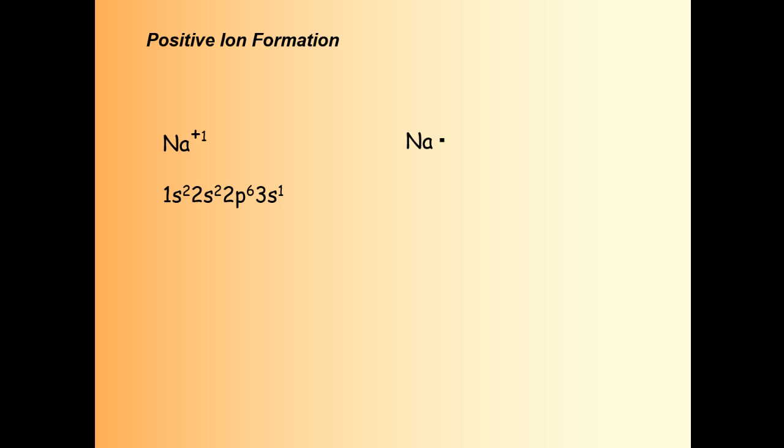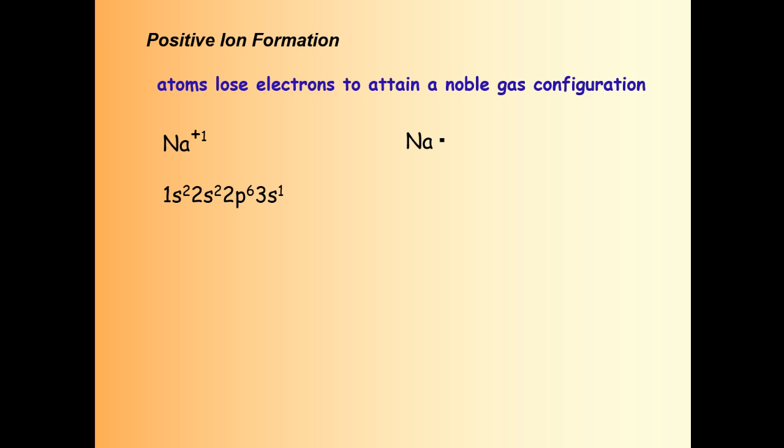In positive ion formation, atoms are losing their electrons to achieve that noble gas configuration, which we know is chemical stability. So let's take a look at sodium. Sodium's electron configuration: 1s2, 2s2, 2p6, 3s1. So its valence electron is in the third energy level, only has one. In order to achieve an octet, a noble gas configuration, it wants to lose that one electron. And so that's what happens. Very easily, I might add.